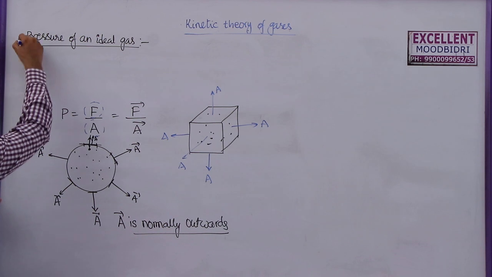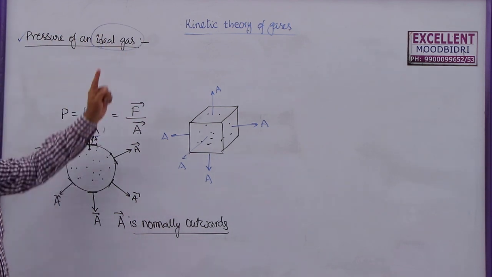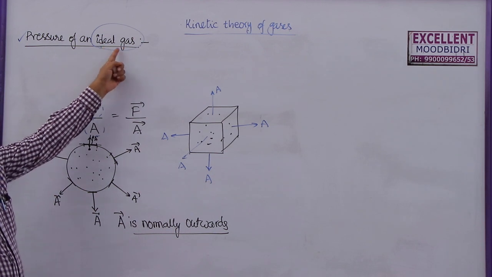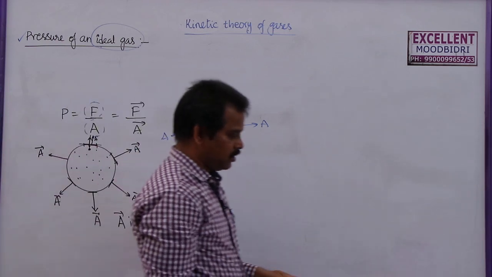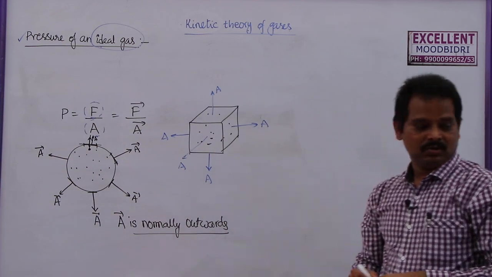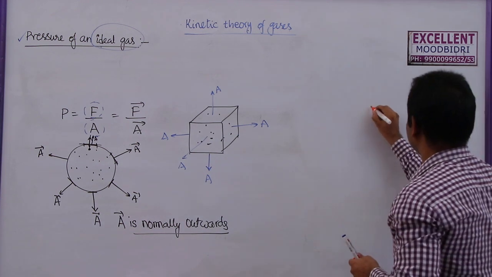But here, this is the pressure of an ideal gas. So what is an ideal gas? A gas which obeys all the gas laws at all temperatures and pressures is called an ideal gas. Now, let me take one ideal gas in a container. So here, this is our container. So in this container, I am going to take one ideal gas.